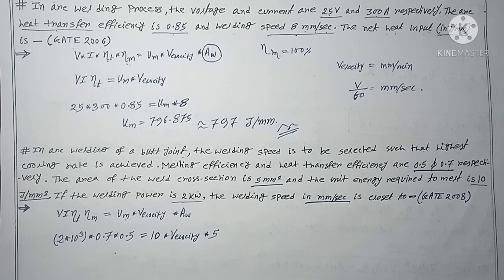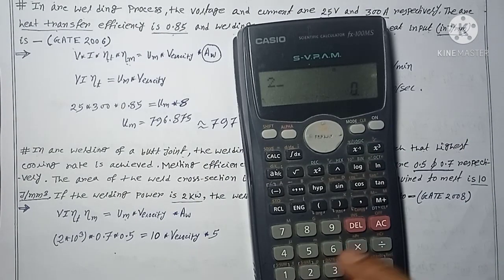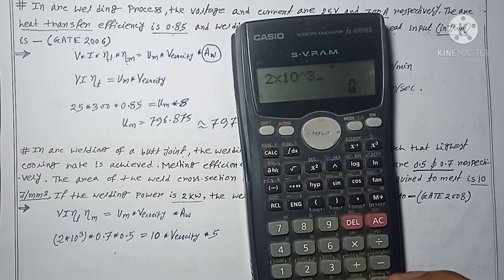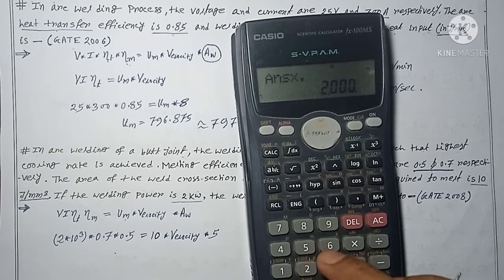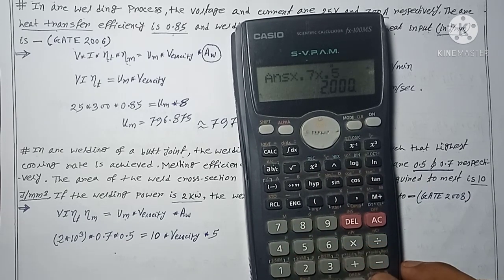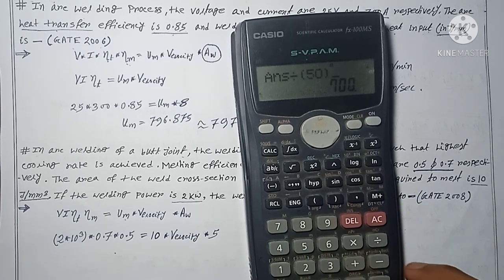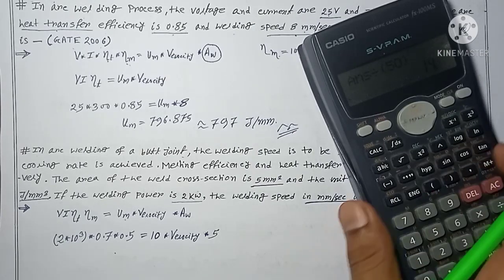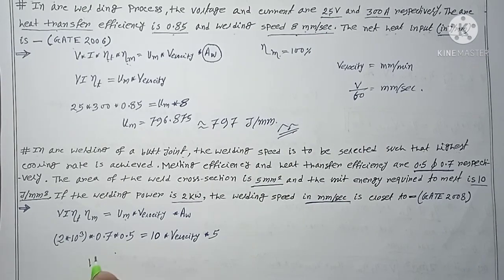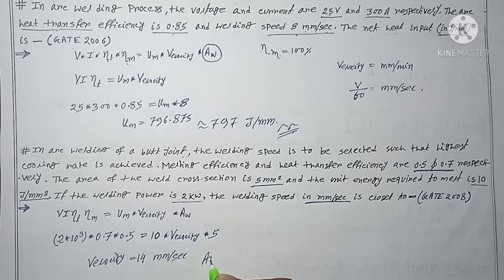So simply, with the help of a calculator, let's solve it. 2 into 10 cube into 0.7 into 0.5 divided by 10 into 5, meaning 50. So we get 14. The velocity is equal to 14, and the unit is mm per second. So this is our answer.